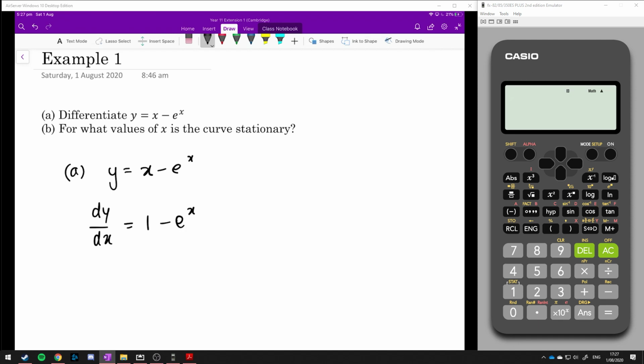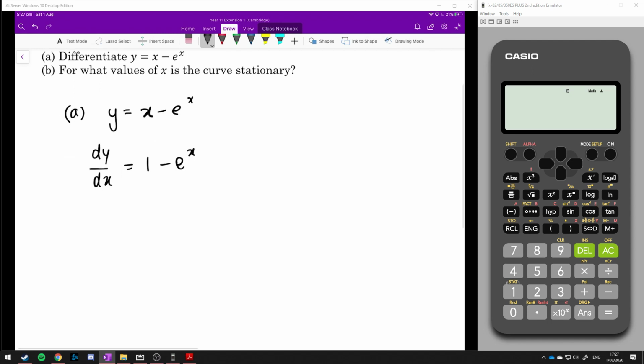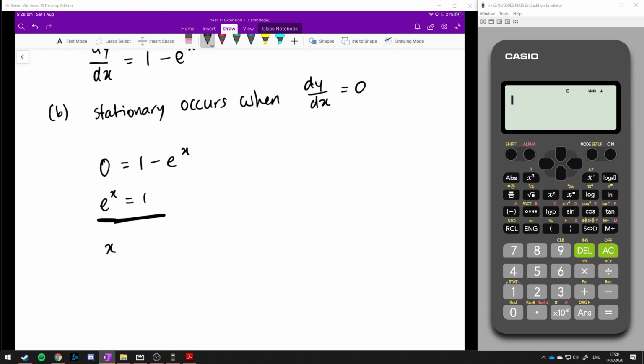So that's the derivative. Now, for what values of x is the curve stationary? I hope we remember that stationary occurs when dy/dx is equal to 0. In other words, 0 is equal to 1 minus e to the x, or e to the x is equal to 1. So when is this equal to 1? Well, the only time an exponential equation is equal to 1 is when x is equal to 0. Okay, so there we go, we found the stationary point.